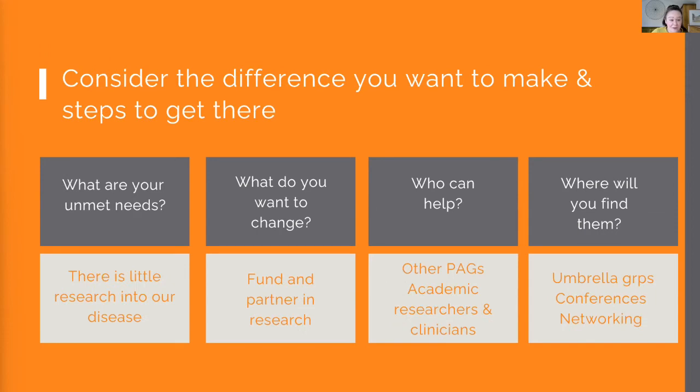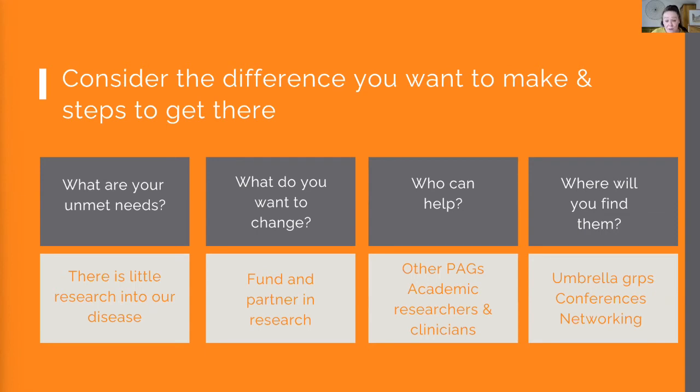So just in simple terms there, if you're a charity that's thinking, okay, so our unmet needs are that there isn't enough research into our disease, you might start by thinking, okay, so we want to fund and partner with others in research. So then we think about who can help us. Might it be other patient groups that we speak to first, patient groups that are already a little bit further down the line? Are we going to need some academic researchers, some clinicians? And if that's so, where are we going to find them?